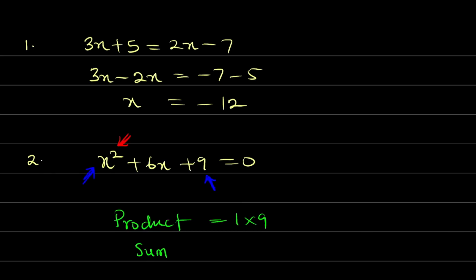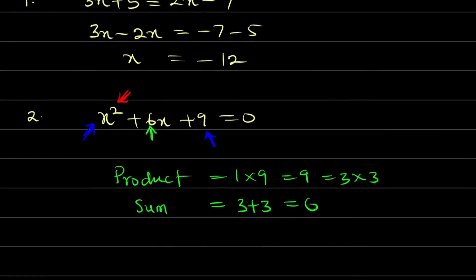And then we find the sum. If we have 9 as the product, we are looking for a sum of the factors of this product that will give us 6 in the middle. We have 1 times 9. 9 can also be 3 times 3, which if we add 3 plus 3 together will give us 6. That is the sum I'm talking about.